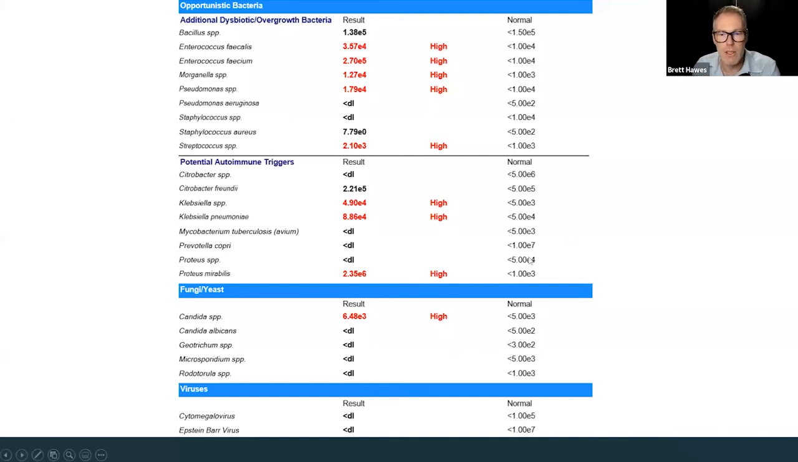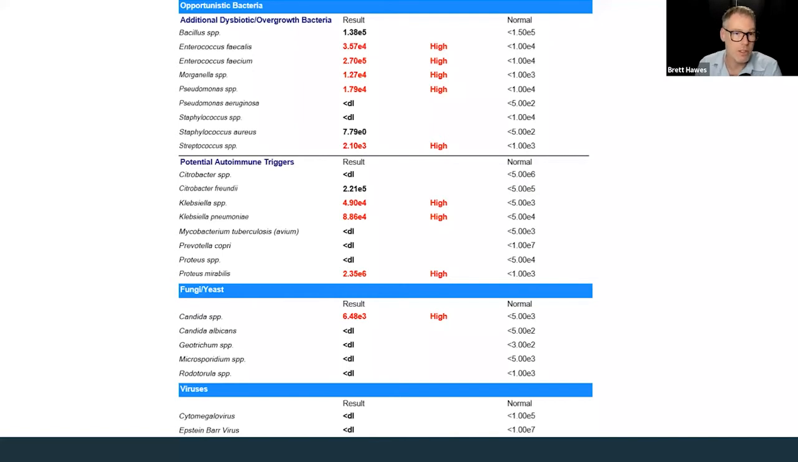Okay, whereas some of these other ones, look at this one here, this Proteus mirabilis over here is 2.35 to the power of 6, and the range is to the power of 3. So this is very, very high. So the GI map is actually a quantitative measure as much as it just uses DNA. It's actually a quantitative measure for what's going on with the bacteria.